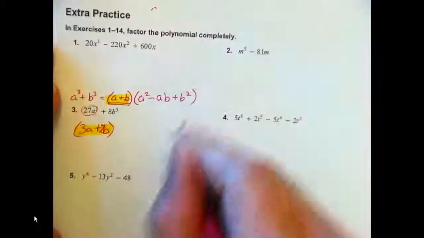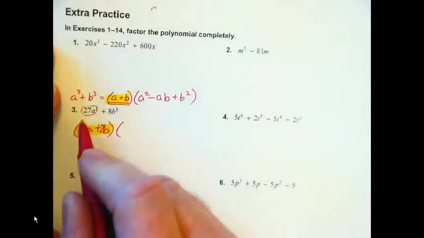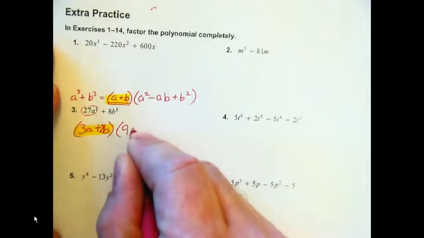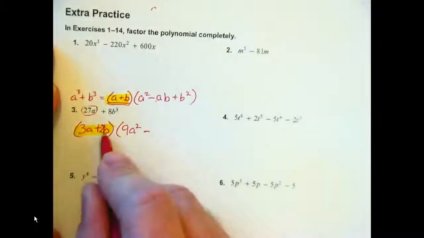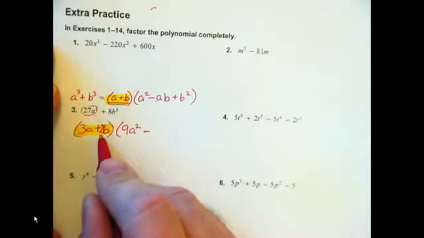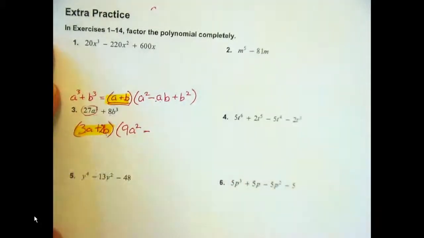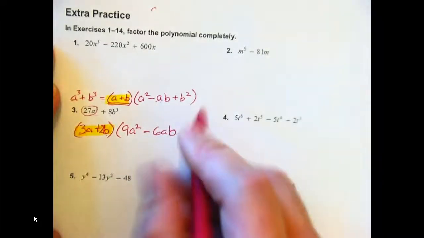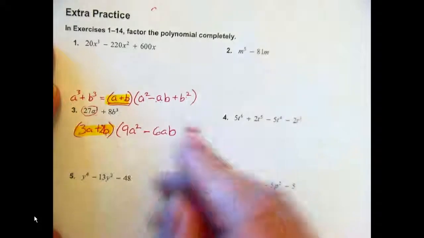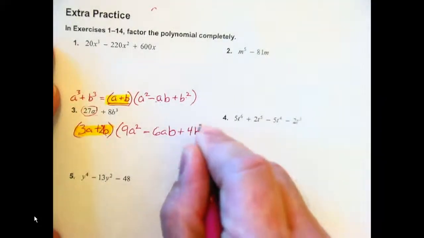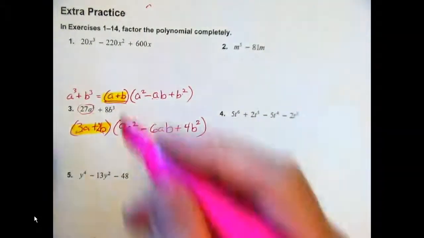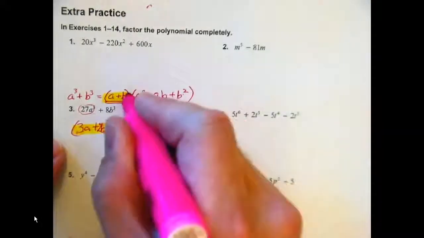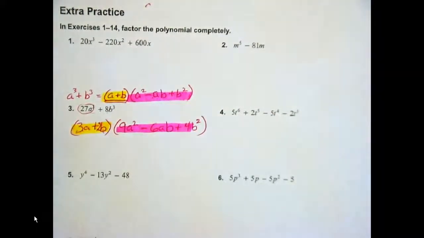All right, to get the back part, we now square what A was, which is 9A squared. We multiply A by B and subtract it. Gives us 3A times 2B, which is 6AB, and we square B. You've now factored it. Okay? That part is that part. Okay?